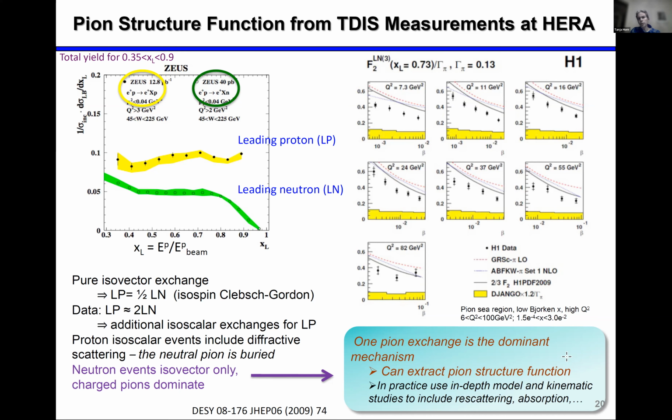There's of course more to be checked and it will have to continue to be checked, in the same detail as for the pion form factor, that the Sullivan process is the right process in the considered kinematic range to use to extract this information. And of course, also not to forget, in practice one uses in-depth model and kinematic studies to include, for instance, rescattering and absorption. But here you see in this graph, which I showed you on the previous page, the data from H1, for instance, where these pion structure functions were actually extracted from the data set after checking for the validation of the Sullivan process.